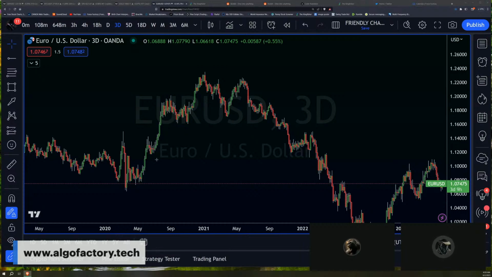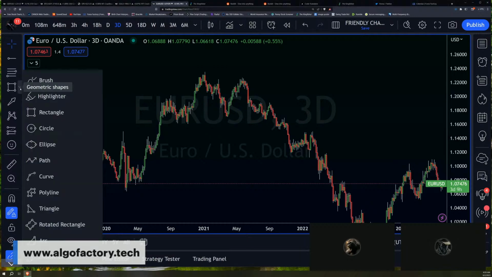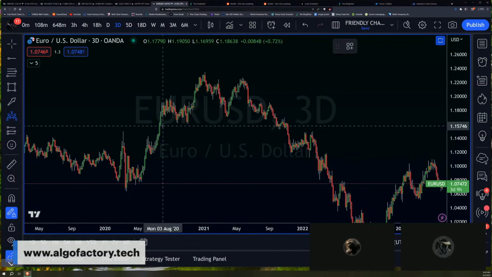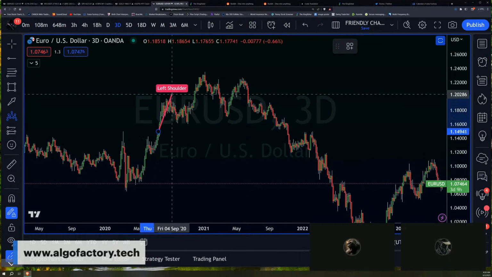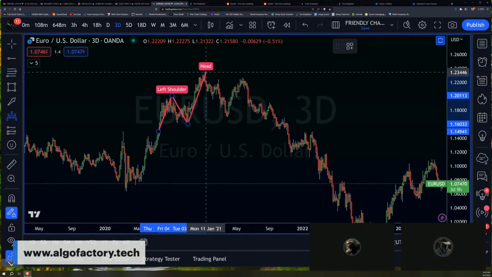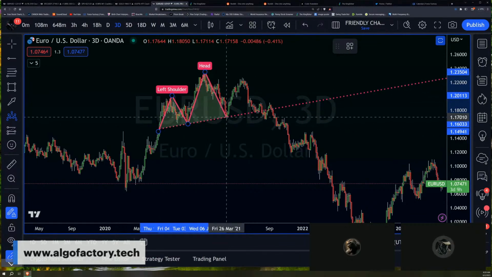Real quick, Annie identified a Head and Shoulders, and Head and Shoulders, depending on which asset you're trading, has a pretty high rate of success when it comes to trading. Whenever you take a trade on a Head and Shoulders, I think the hit rate can be as high as the high 80 percentile, which is massive.